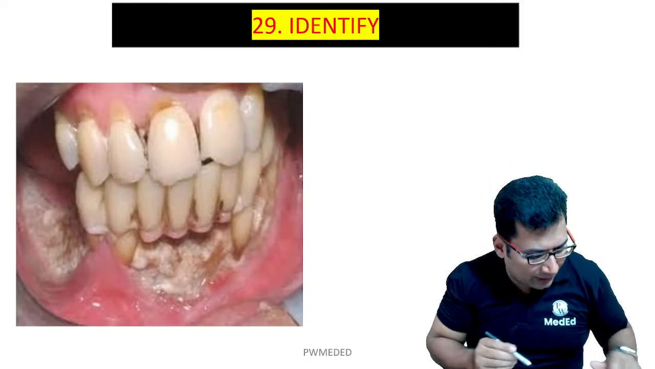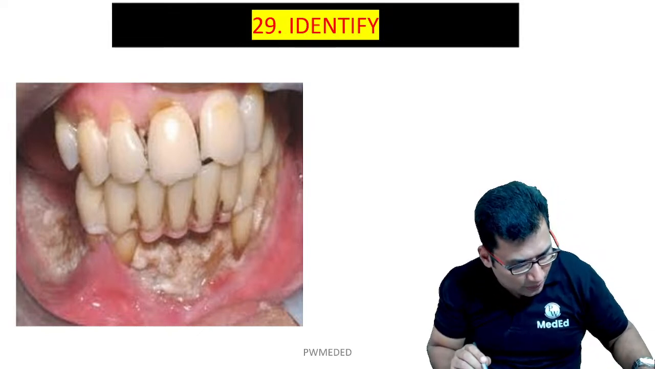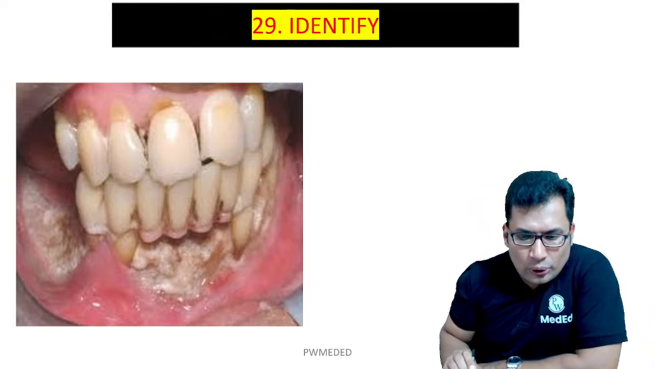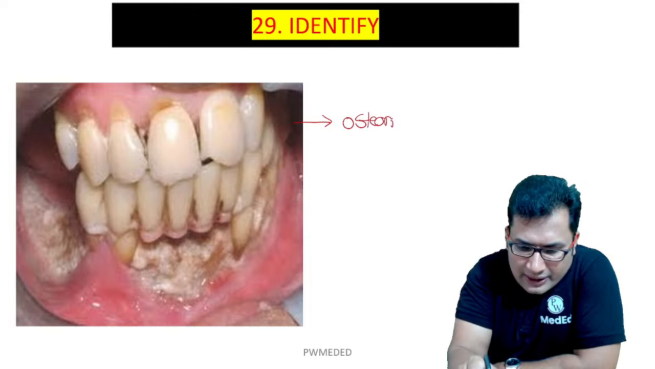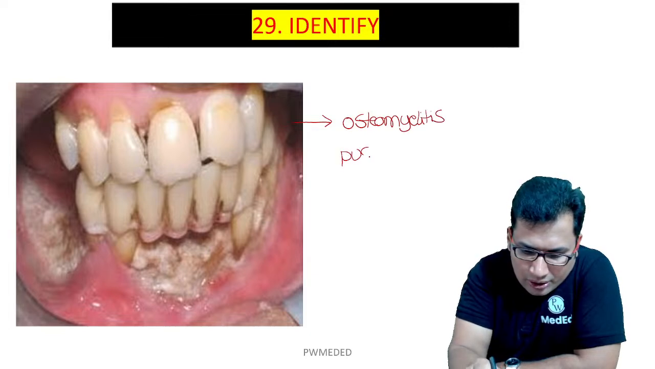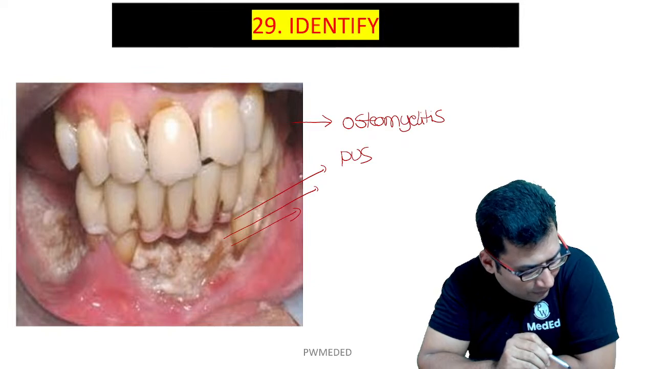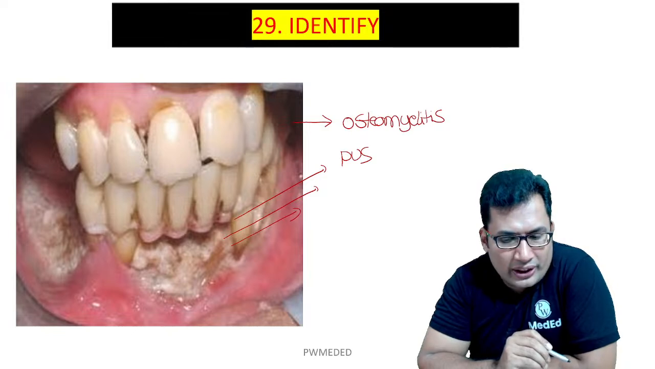Question number 29. Who can identify this? Come on, try this. Last 2 minutes, my dear students. There are two images, 29 and 30. Look at this image. Patient is having multiple osteomyelitis-like picture. So what you can see here, pus formation. And what is this condition in toxicology known as? Yes, what is this condition known as in toxicology?